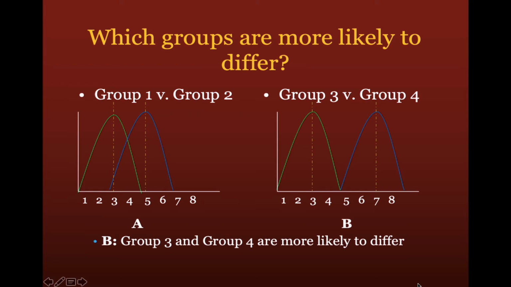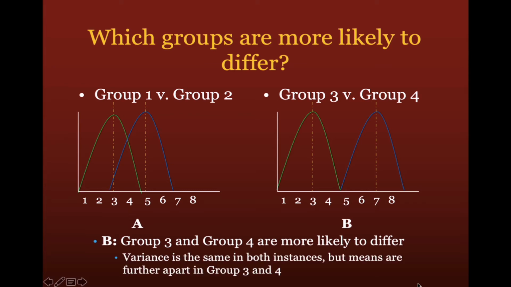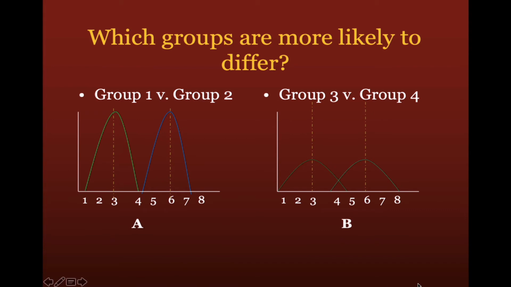letter B, groups 3 and 4, are significantly different because there's not a lot of overlap between the two groups, right? As you can see, the means are farther apart in that second group, the B example, versus the A example, where the means are much closer together. And the within group variability is the same. It's just that the between group variability is much larger in B than in A. Right. So for A, there's a lot of overlap. For B, there wasn't much overlap.